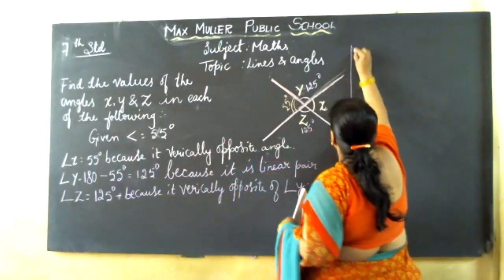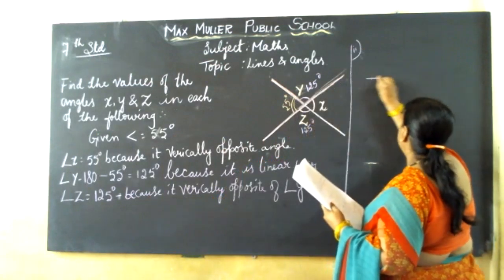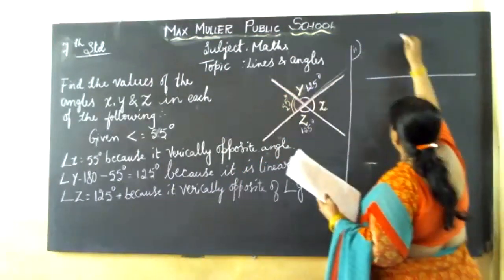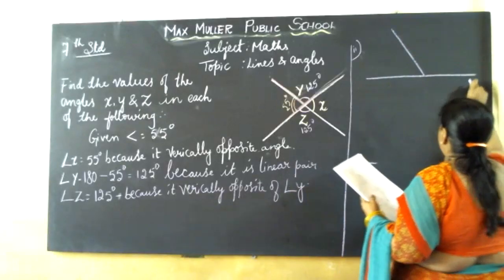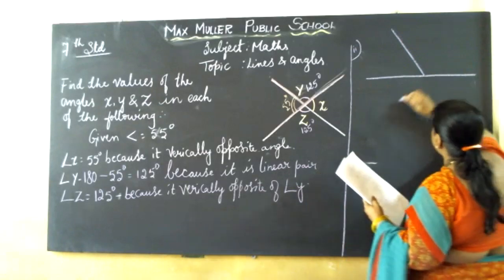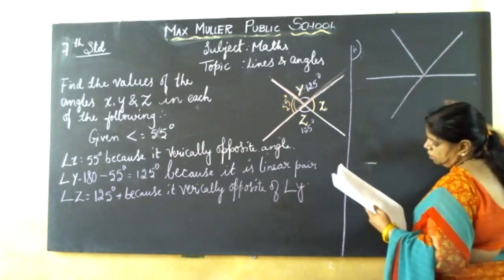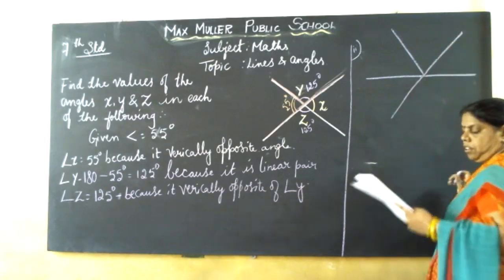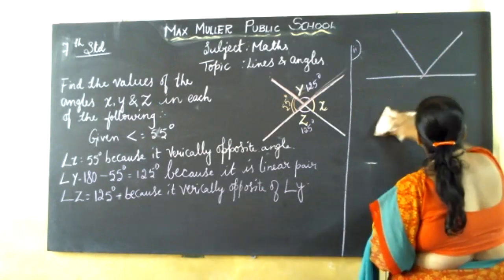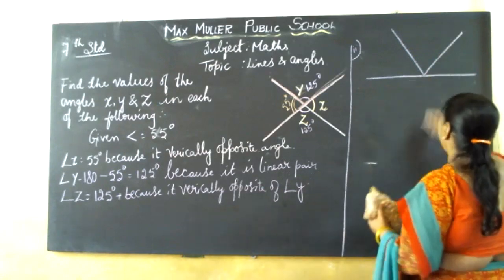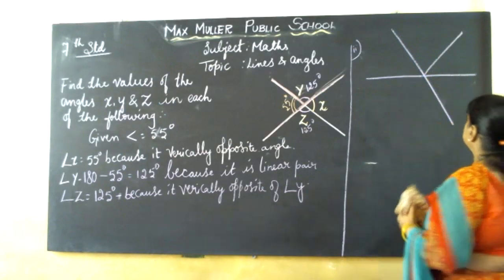Second one. See? First one, I'll say this is linear. This is linear. This is 180 degree. So the line passes here.